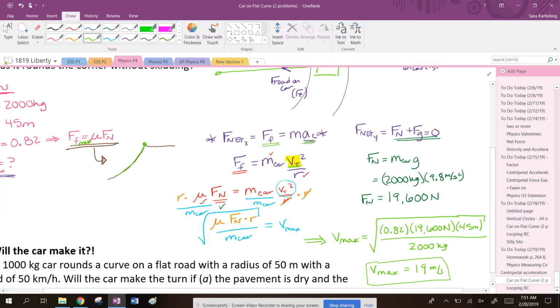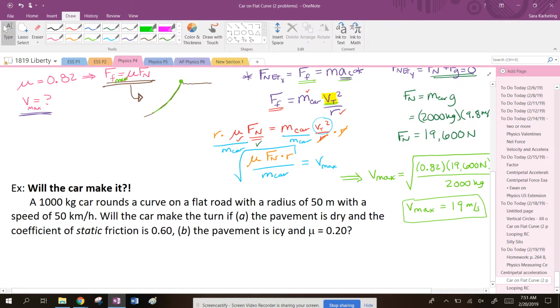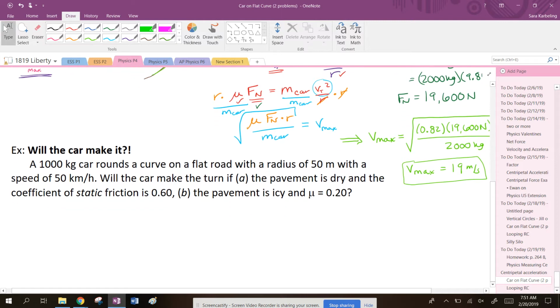I'm going to go through another one. If that gets confusing, you can always go back, right? The beauty of video is that you can always go back and get another round of that if you want. So here's another question. This one's a similar question. It says, a 1,000 kilogram car rounds a curve on a flat road with a radius of 50 meters and a speed of 50 kilometers per hour.